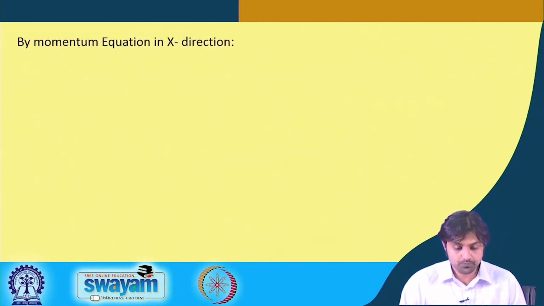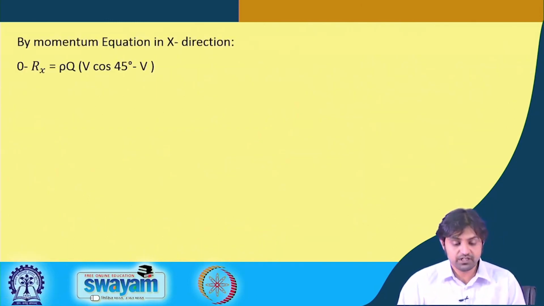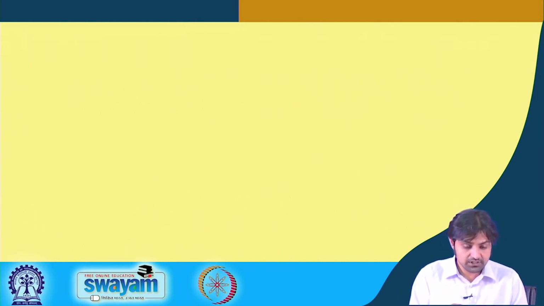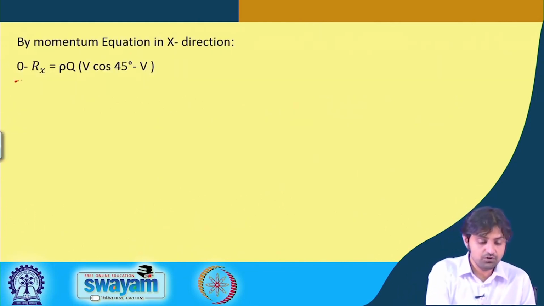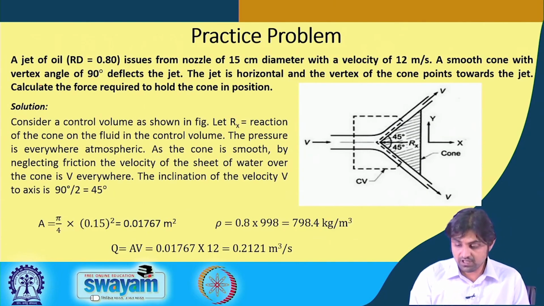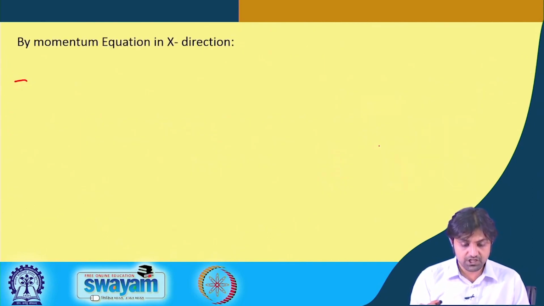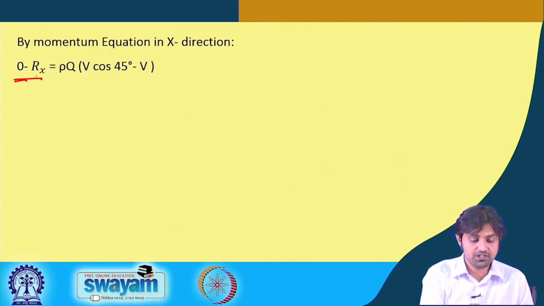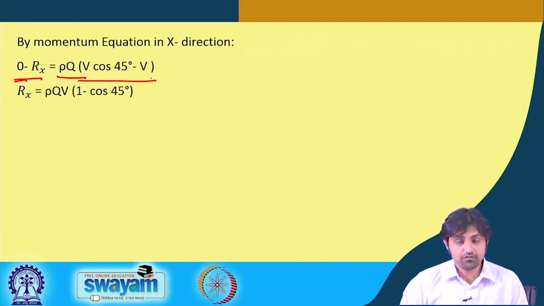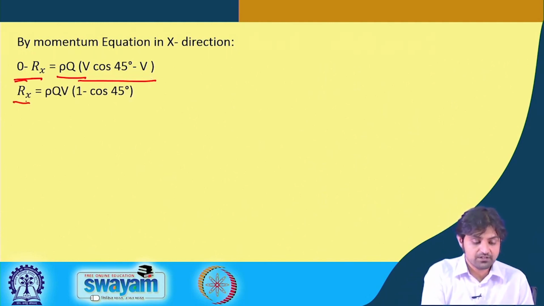So by the momentum equation in x direction, if the reaction force here is Rx, then 0 minus Rx is the change in momentum. And what is the change in momentum? It is rho Q times v cos 45 minus v, or v can come out, so Rx is equal to rho Qv times 1 minus cos 45.